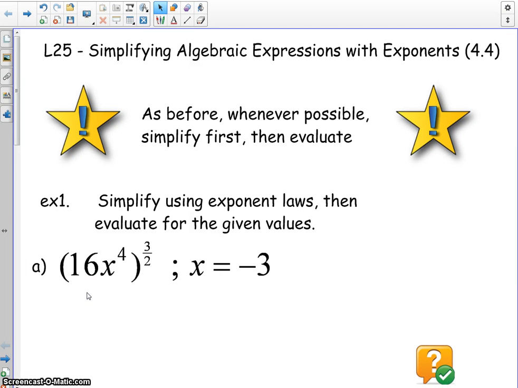Alright, so we've looked at a whole bunch of exponent laws now, and what I want to look at today with you guys is how to go through some more complicated expressions that we're going to have to simplify using our exponent laws. So, just a reminder, whenever you possibly can, simplify before you try to evaluate things. If you try to sub in numbers too early into an equation before you simplify, it can make the algebra a lot trickier, and it tends to lead to a lot of mistakes. So I'd like you guys to simplify first before you evaluate.